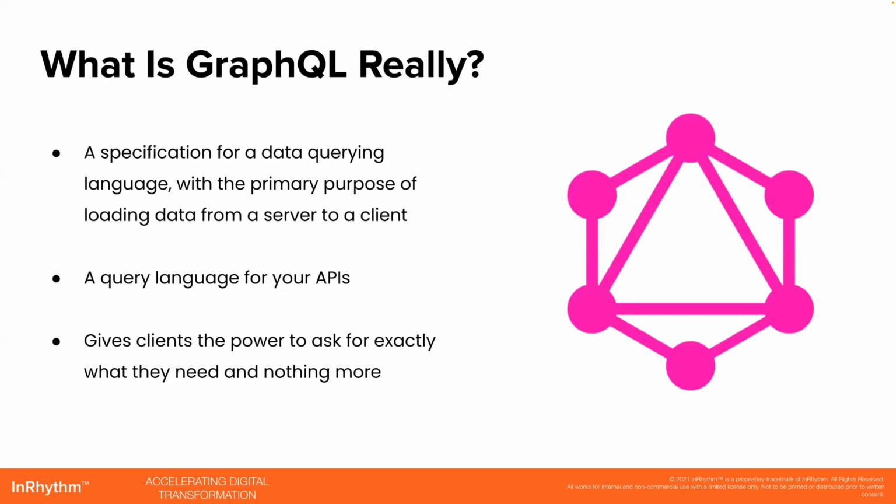But what is it really? It's a specification for data querying with the primary purpose of loading data from a server to a client. It's a query language for your APIs. And if you think of SQL, that's a query language for a relational database. But this is a query language for your APIs, which is a different concept than we're used to with REST. It gives clients the power to ask for exactly what they need and nothing more. This is one of the benefits. It's the highlight of why people think about using GraphQL.